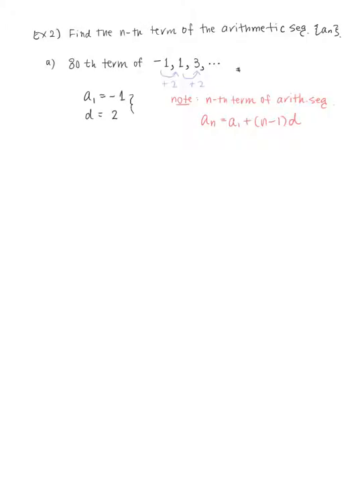So let me rewrite. A sub n is a sub 1 plus n minus 1 times d. Now, since we want to find the 80th term, our n is 80. So we're going to have a sub 80 equals a sub 1, which is the first term, that's our negative 1, plus 80 minus 1 times d. Oh, d is 2. Sorry, let me just erase that.